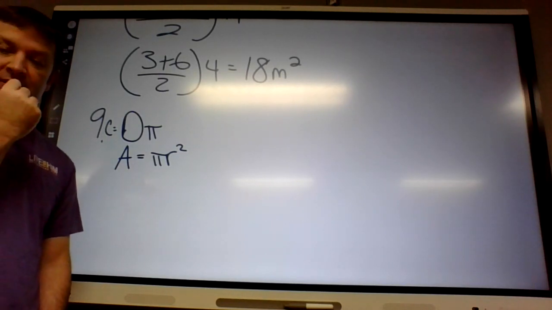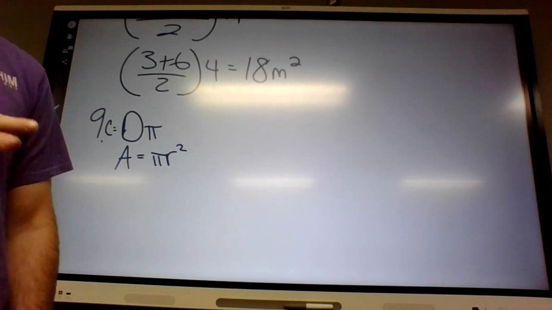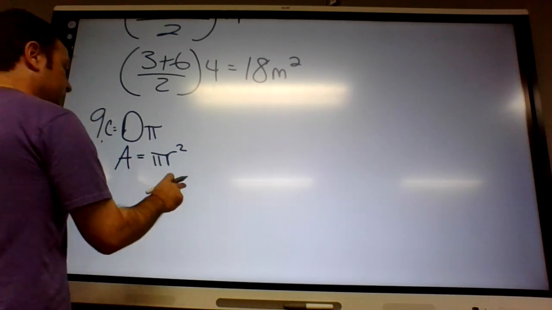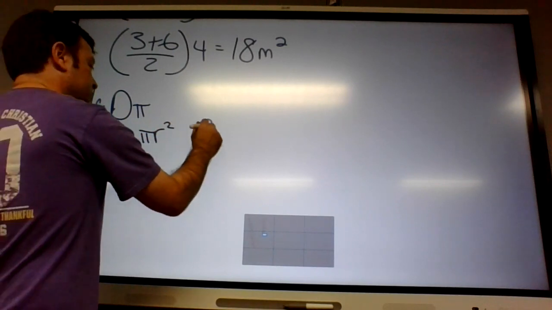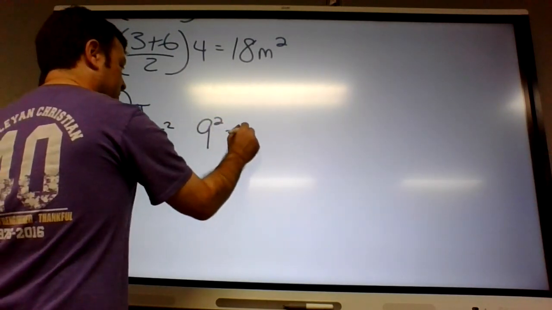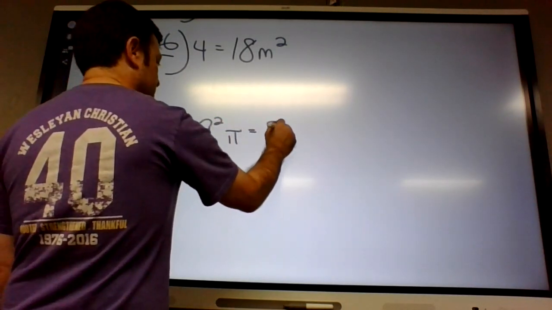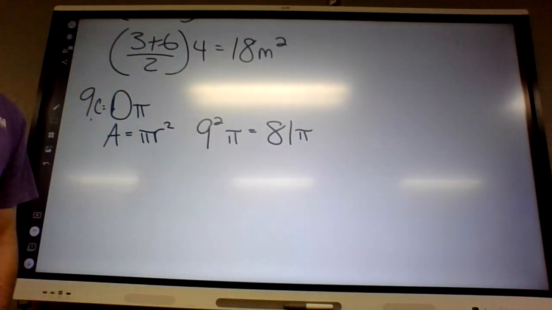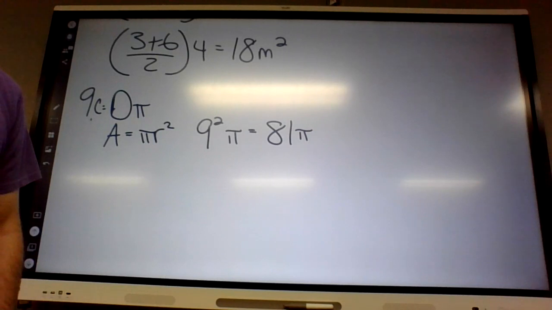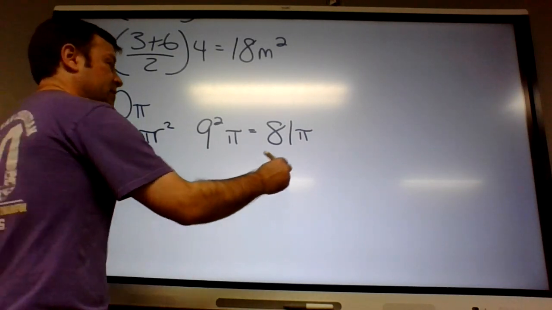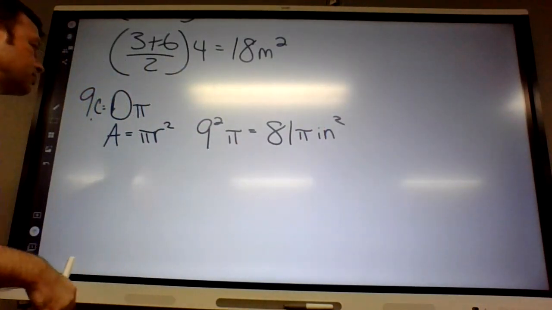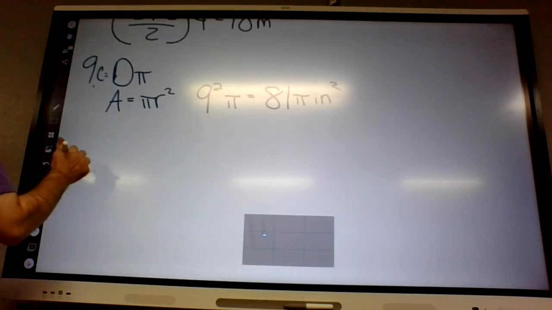9. Because 18 must be the diameter because they drew the whole thing. So we need to do r is 9. 9 squared times pi equals 81 pi. Remember most of the time we didn't actually multiply the pi. Sometimes we did. The book did put that and the decimal.